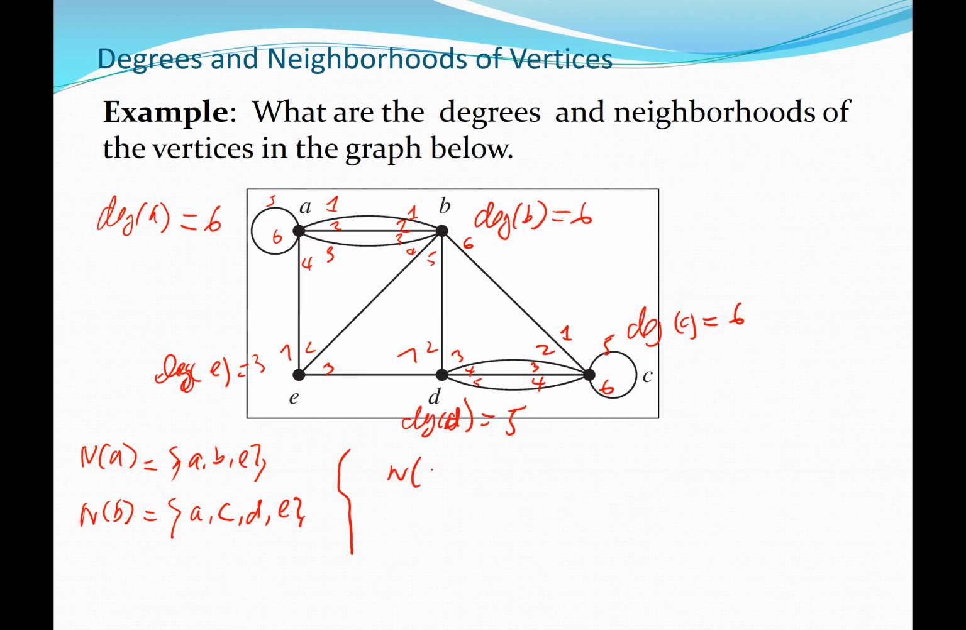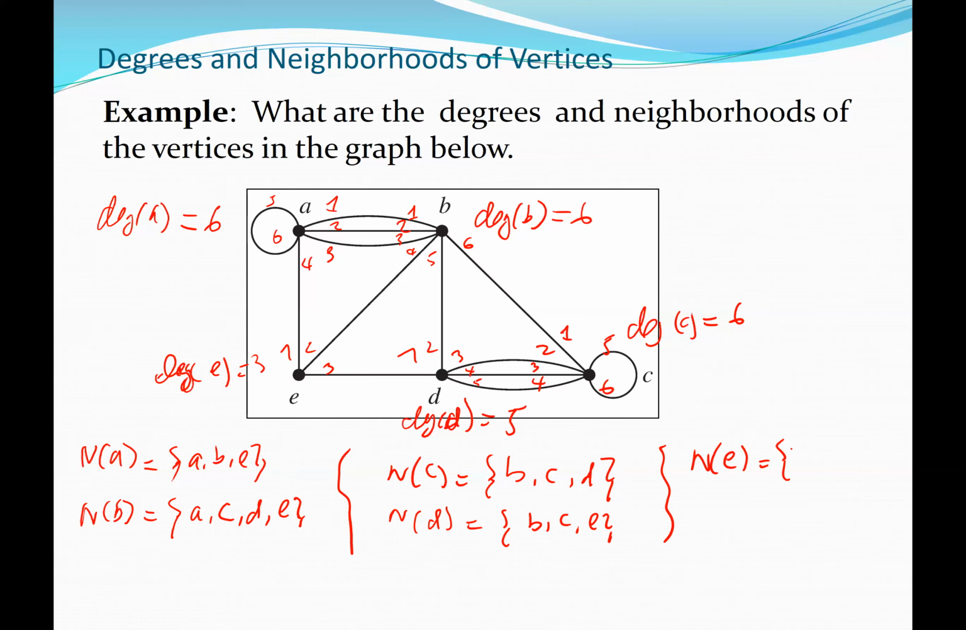And then the neighborhood of C first, right? C is connected to B and D. So you have B, C, and D. The loop also counts as a neighbor of C itself. And the neighborhood of D will be B, C, and E. And then the neighborhood of E will be A, B, and D, because those are the neighbors of E. Okay, so that's the idea of degree versus the neighborhood. All right.